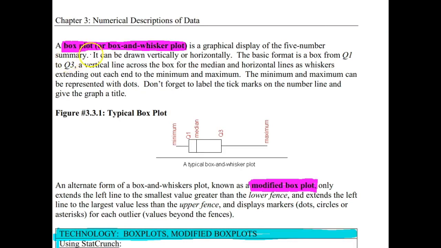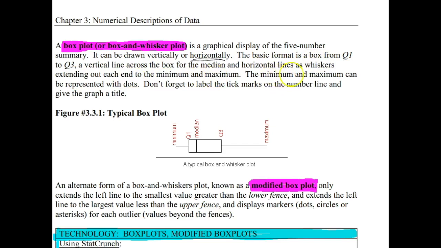So now a box plot, or a box and whisker plot, is a graphical display of the 5-number summary. So this is another graph that we get for quantitative data, in addition to the histogram that we looked at back in Chapter 2. So it can be drawn vertically or horizontally, although we typically will be drawing them horizontally. The basic format is a box from Q1 to Q3 with a vertical line across the box for the median.